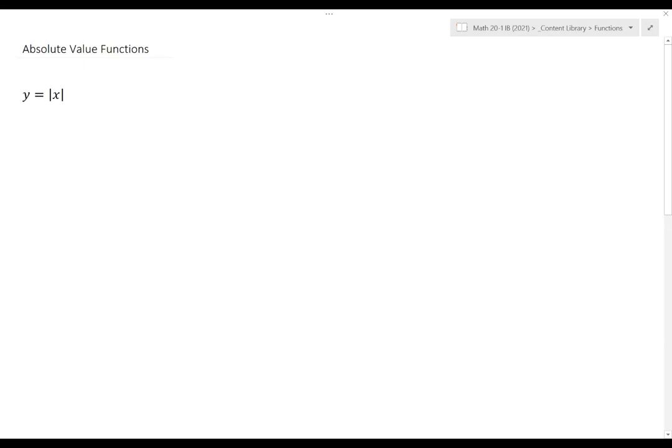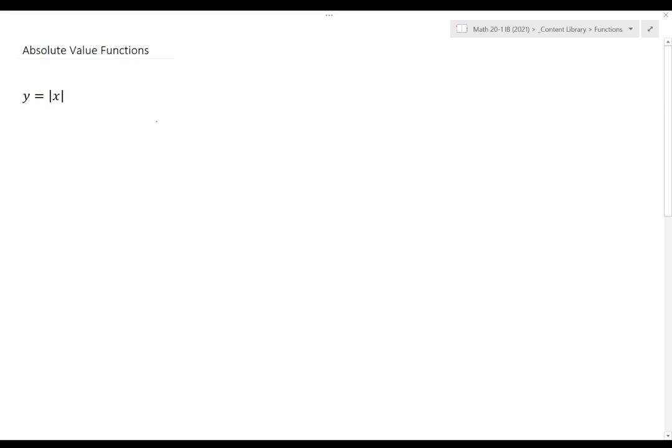In this video, we're going to look at the basics of absolute value functions. So let's start with the most basic absolute value function, y equals the absolute value of x. Now, absolute value is a function that behaves in two different ways depending on the original value of x. So I can actually define it as two different functions.